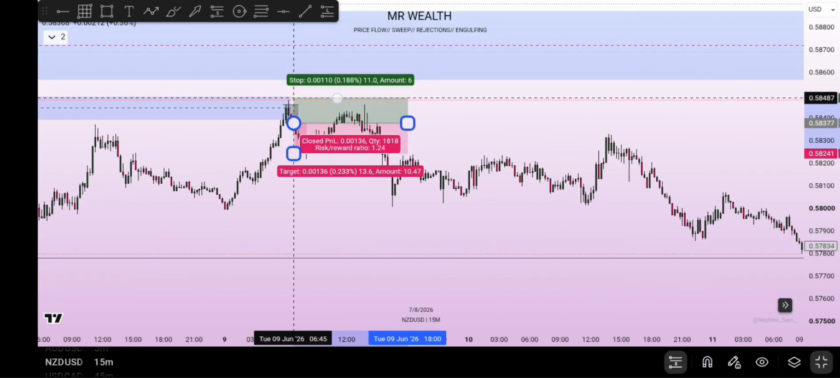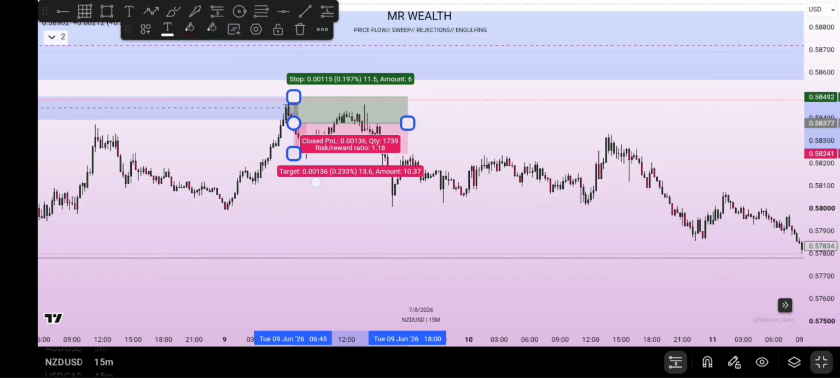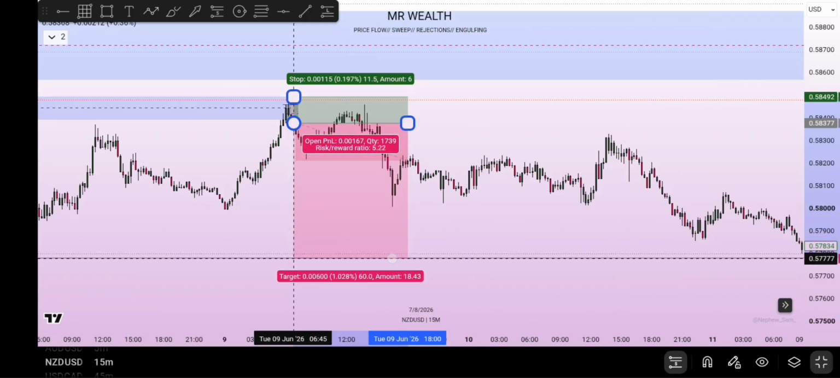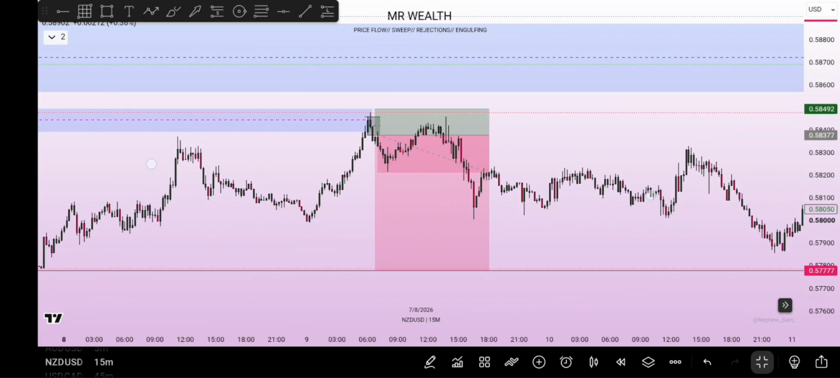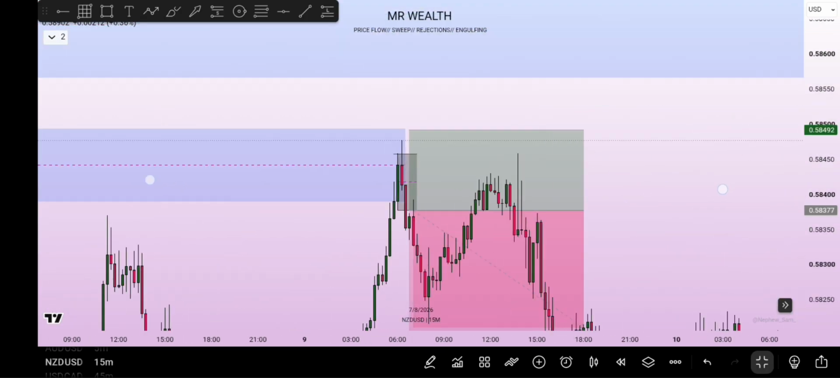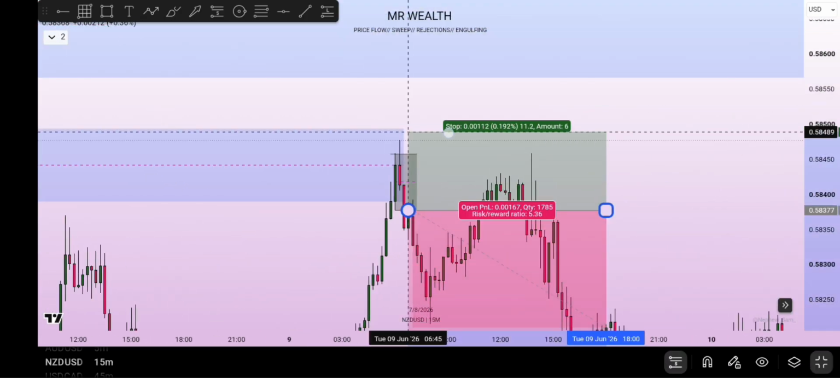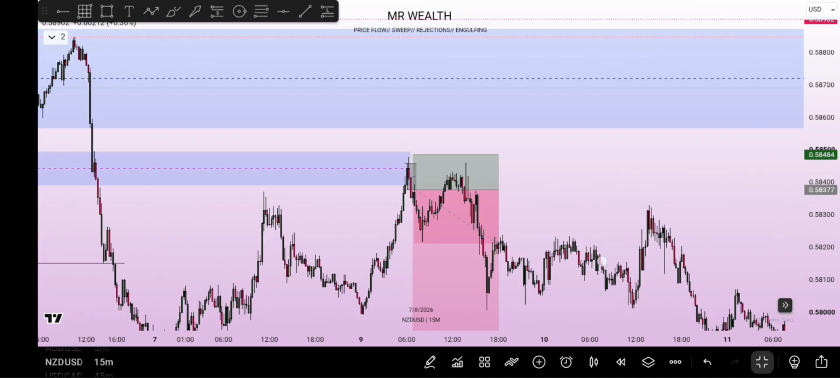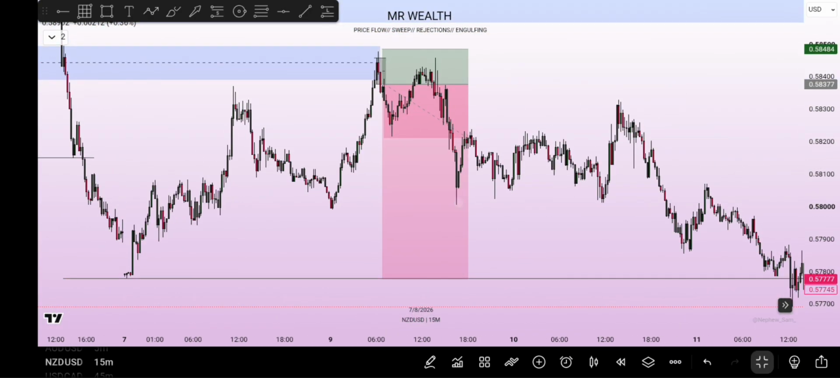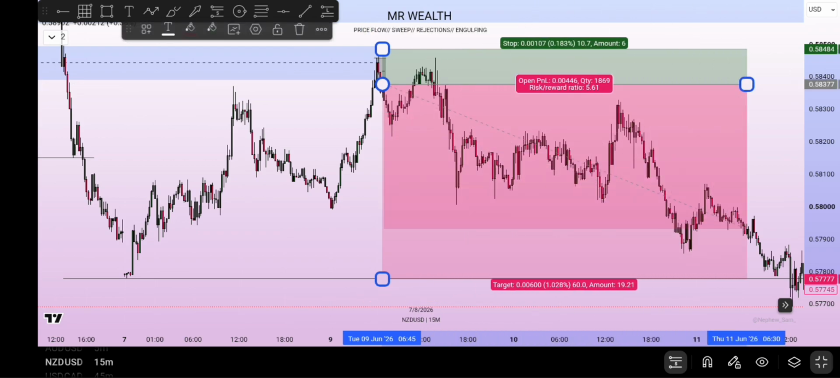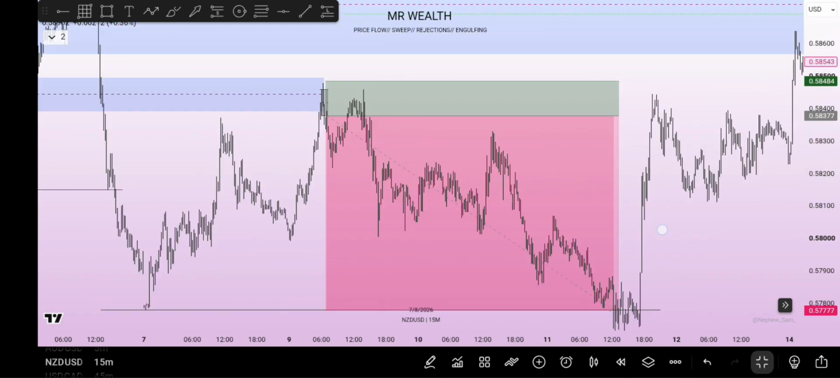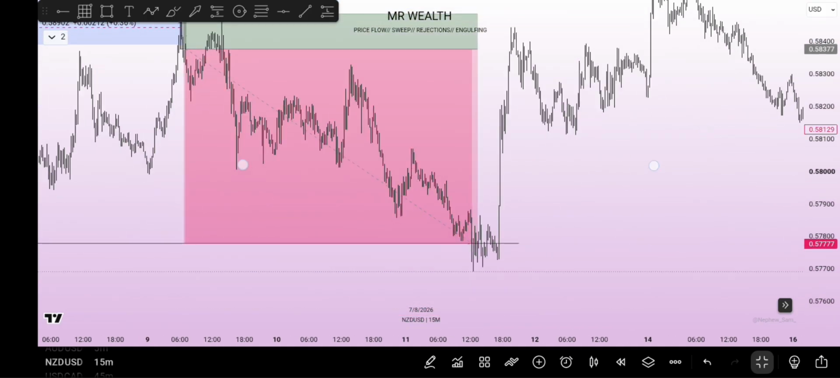We put the SL a little bit above it, in case price comes there. It should not be that far. You just give it a little floating space. It all depends on you, on what you want. Then you target there. So we did 1 to 5 and it's rejected.